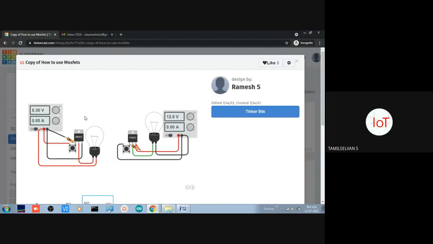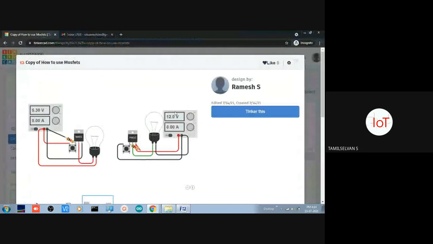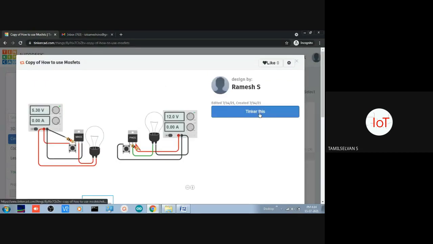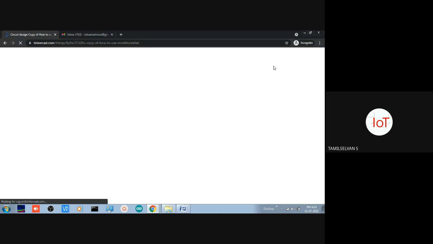So the first circuit will be the use of MOSFET. As I said before, any transistor can be used for two purposes. One is switching and the other is amplification. So we shall see how this will work like a switch. I have created this design already, so I'm going with this Tinker option. Either I can go with simulation or I can use this model for re-editing.